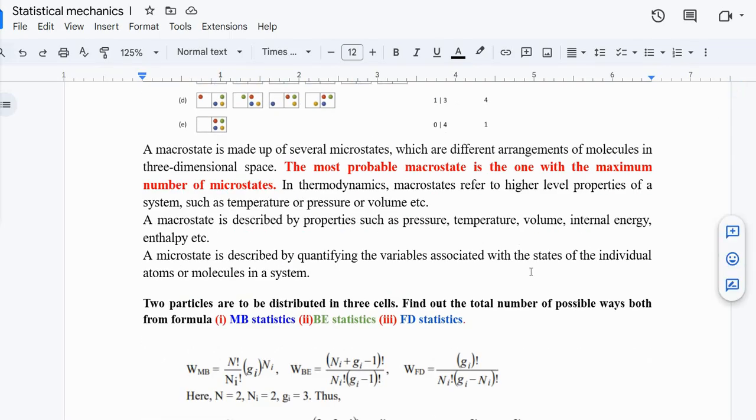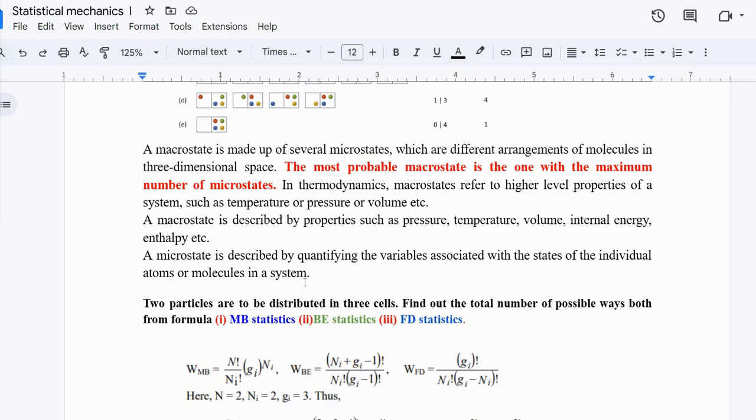Now we have already discussed the macroscopic properties. Macroscopic properties can also be defined as the thermodynamical properties. Obviously the other material properties can also be considered in that way. So in a simple way, one can say a macrostate is described by properties such as pressure, temperature, volume, internal energy, enthalpy, etc. A microstate is described by quantifying the variables associated with the states of the individual atoms or molecules in a system.